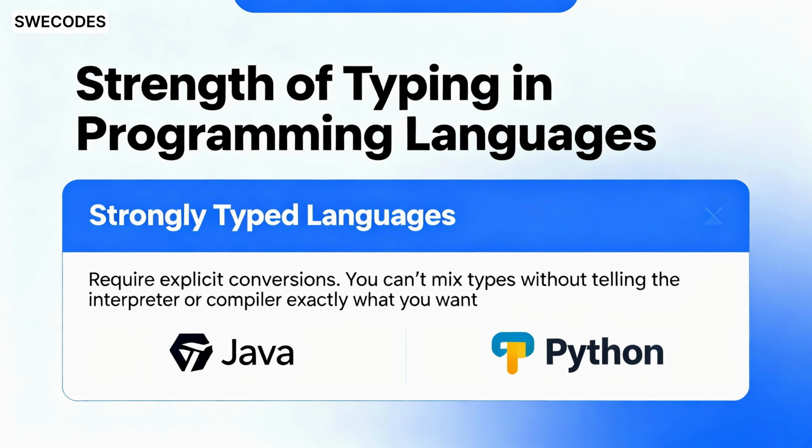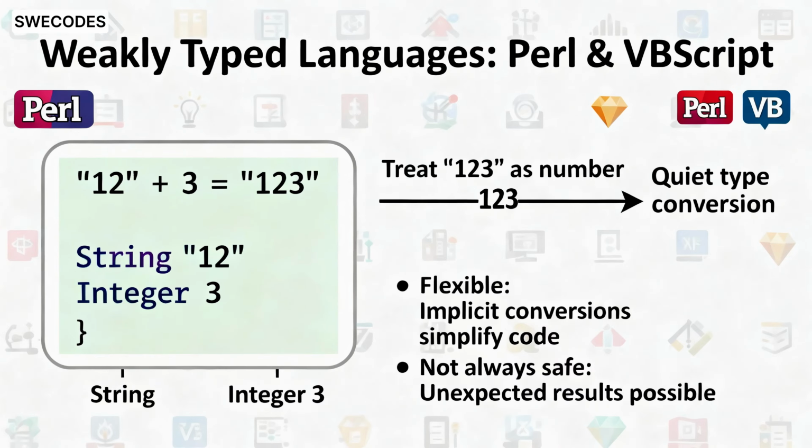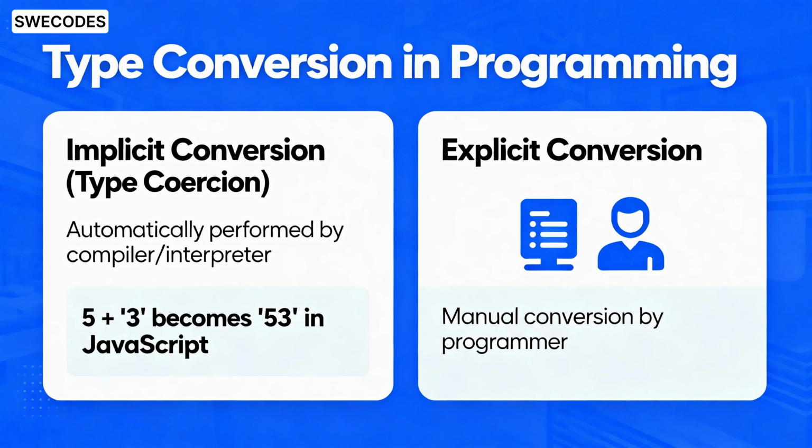Now, let's talk about strength of typing, how strictly a language enforces its type rules. Strongly typed languages, like Java and Python, require explicit conversions. You can't mix types without telling the interpreter or compiler exactly what you want. But in weakly typed languages like Perl or VBScript, the rules are loose. You can literally take the string "12", add the integer 3, and get "123". And then treat that as the number 123. The language quietly does the conversions for you, even when it might not make sense. Flexible? Yes. Safe? Not always.